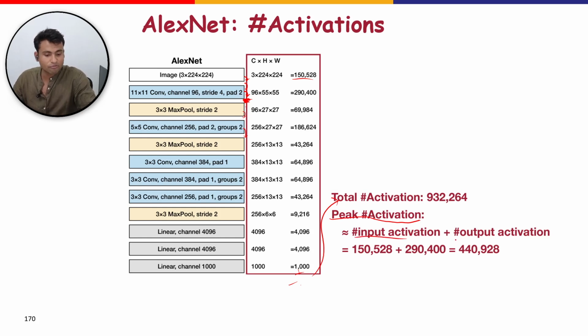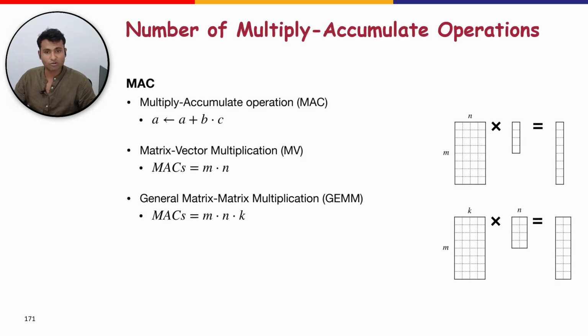So the number of input activations and the number of output activations, whatever is maximum as a combination of these two things, that you pick up. We can easily see that in the first layer itself the peak activation is coming, the total number being 440,928, somewhere around 4,40,000.